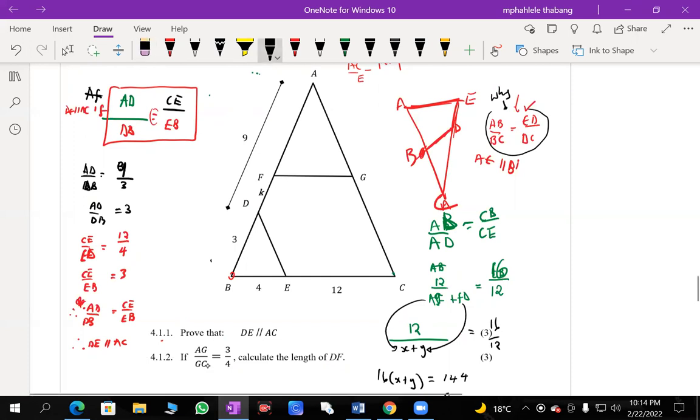It's true. Someone wants AG over GC to equal AF over FB. The problem is that it does not say that FG is parallel to BC. Sure.